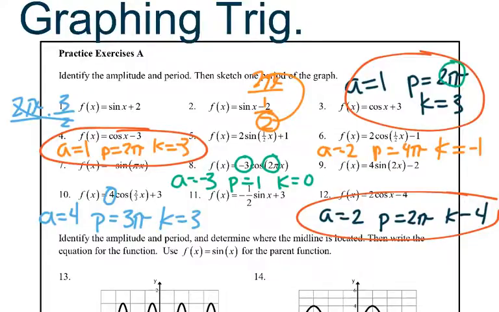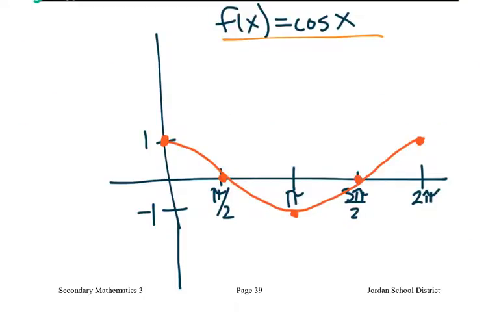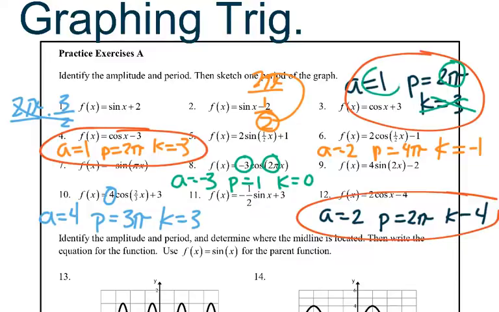So the first, we have an amplitude of 1, period of 2 pi, and a midline of 3. That midline of 3 means we're going to shift everything up, that midline up to 3. And then we have an amplitude of 1.